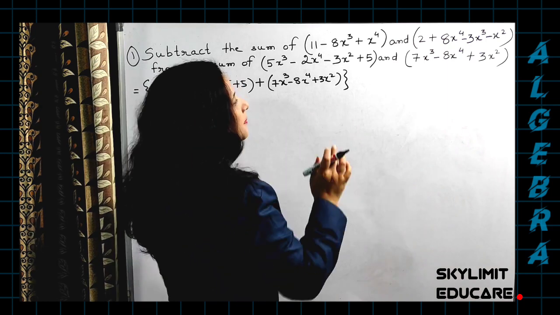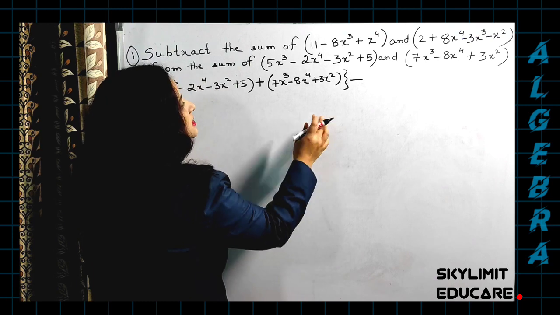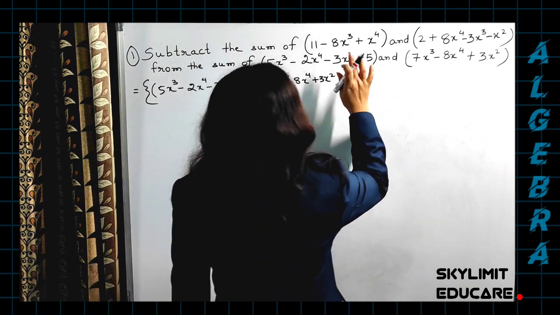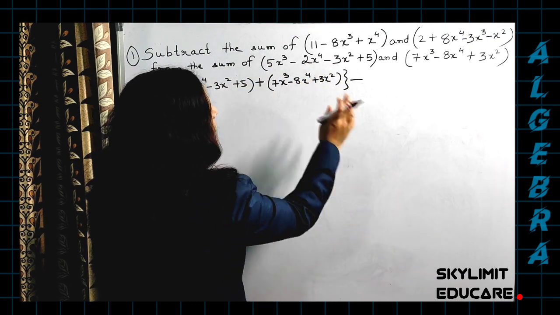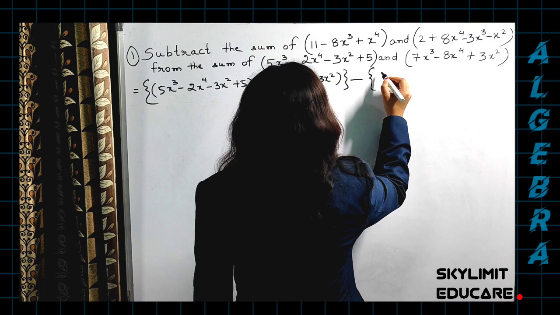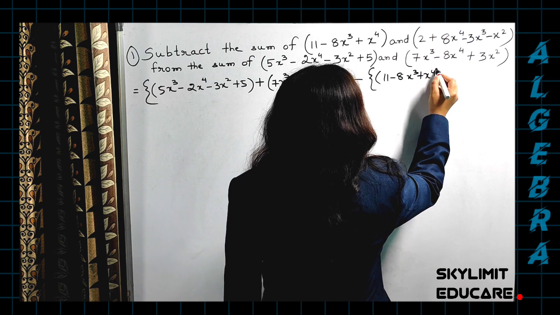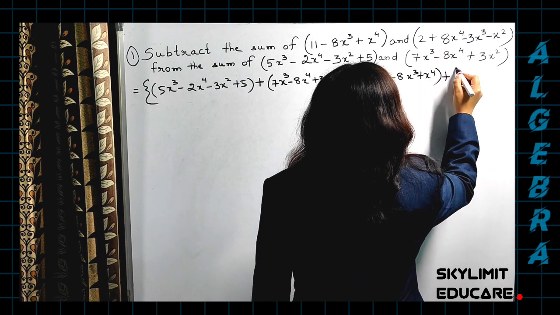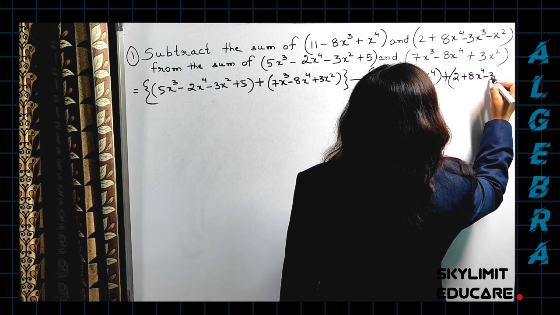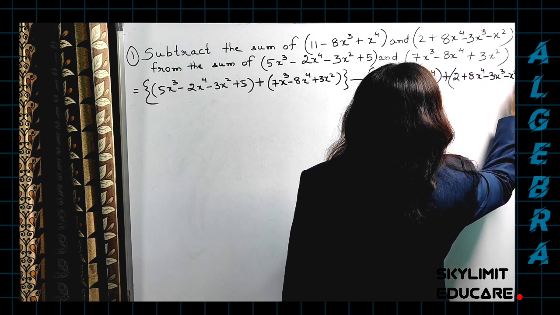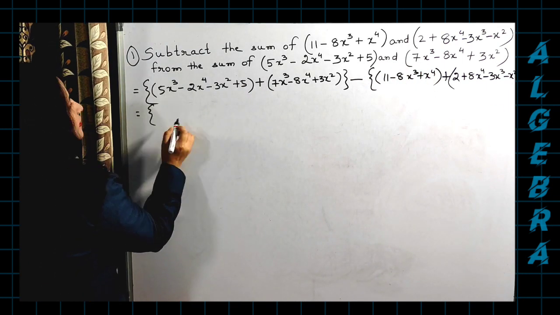This is our minuend. Okay, now we are going to subtract. So before the subtrahend we'll put the minus sign. What is the subtrahend here? The previous one. That also we'll put inside the bracket: 11 minus 8x cube plus x to the power of 4 plus 2 plus 8x to the power of 4 minus 3x cube minus x square. Okay, so now we have already arranged it and we are going to solve it now.